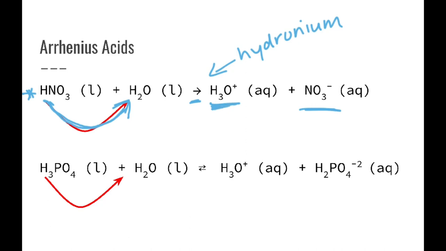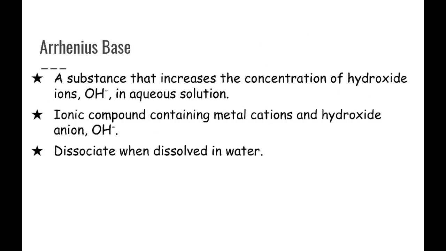For the second example I have phosphoric acid, H3PO4. One of the hydrogens is going to donate to water, which creates our hydronium, and then leaves us with a polyatomic ion. It's one that's not on your list of the 22, so I'm not going to test you on it or anything. It's just a great example for the weak acid.